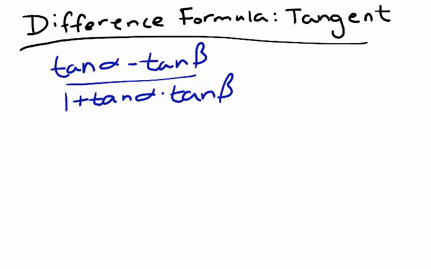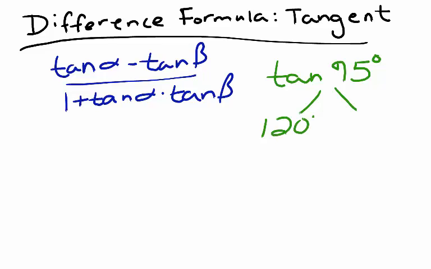Suppose you're asked to find a difference formula and use it to get the exact value of tangent 75 degrees. The first thing we want to do is to rewrite tangent of 75 degrees as the difference of two angles whose coordinates we already know based on the unit circle. For example, I know that 75 is the difference of 120 minus 45.